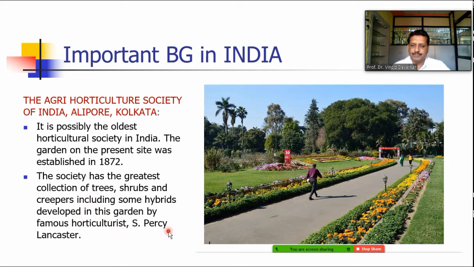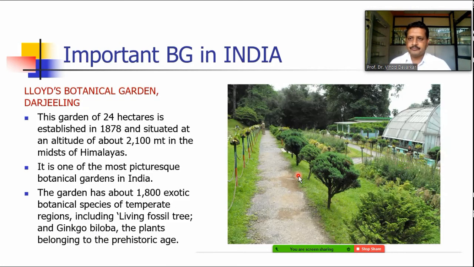It is the Agri Horticultural Society of India, Alipur, Kolkata. Then one of the important gardens is the Lloyd Botanical Garden. This Lloyd Botanical Garden is situated at Darjeeling, and this garden spreads over around 24 hectares and was established in 1878. It is at an altitude of 2100 meters above mean sea level.